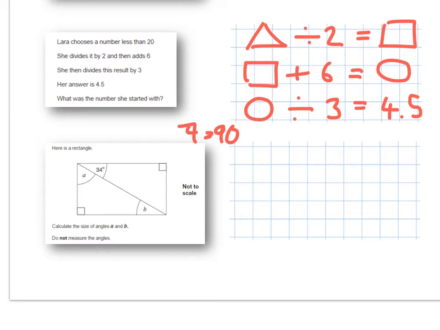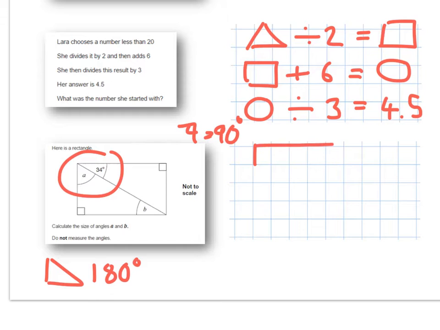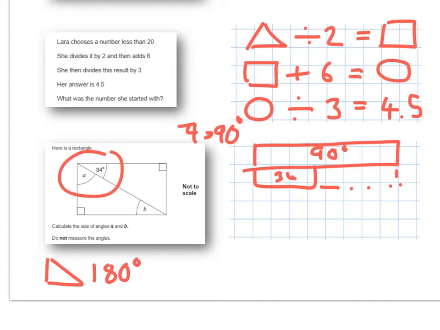I know a triangle has got 180 degrees in all of its internal angles. So I think, well, can I use that to help me? If I look here, I've got a right angle, so that's 90 degrees. I know one of them is 34, the other one is A. So by taking 34 away from 90, I should be able to work out angle A. And once I've worked out angle A, I can put that answer in there, and that will give me 2 of my 3 angles in my triangle.